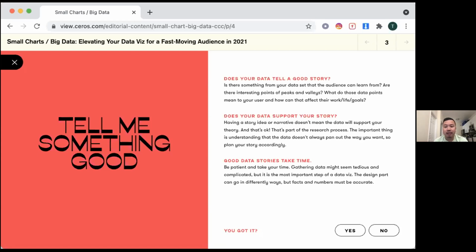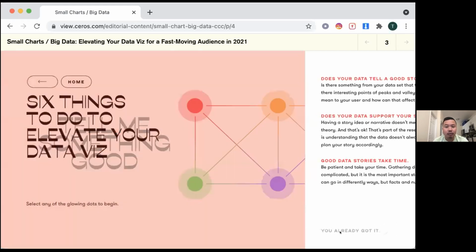Good data stories take a lot of time. There are some projects where the research phase would take weeks, even a month or 2 months, before we can even enter the design phase. So it's an important step, making sure your data and your story is solid. It's a really long process, but it will be worth it when you get there. Take your time and don't rush this step, because it sets the foundation for the rest of your project. All right, got that?